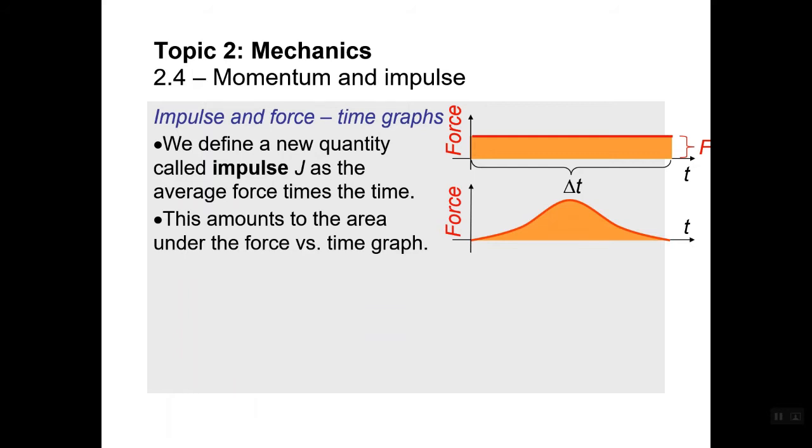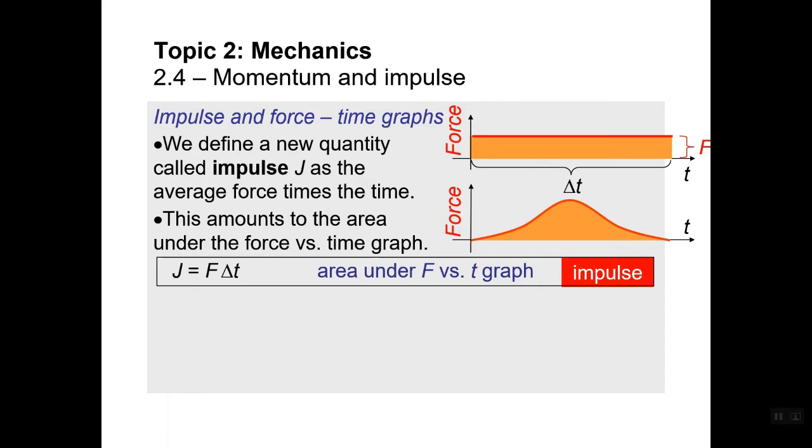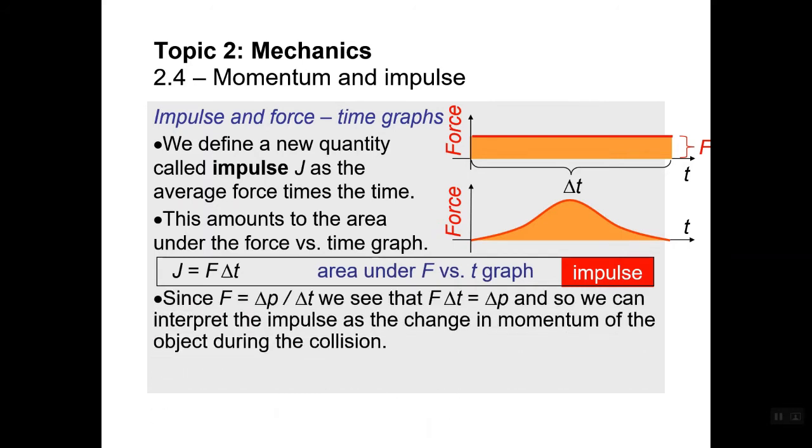If a force versus time graph is given, the area under it is equal to impulse, and impulse equals force times time, which also equals the area under the force versus time graph. Since F equals the rate of change of momentum, as we have seen before, force times time equals change in momentum. So impulse is force times time, also a change in momentum, and we can interpret the impulse as a change in momentum of the object during the collision.